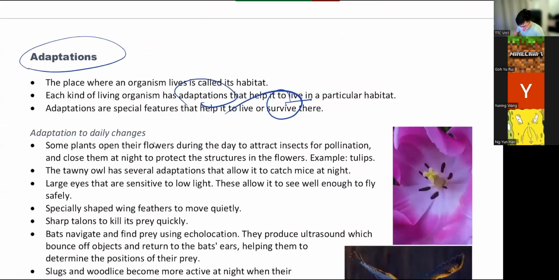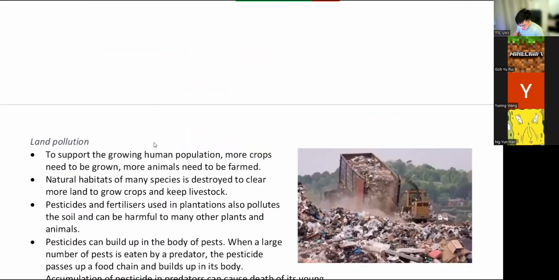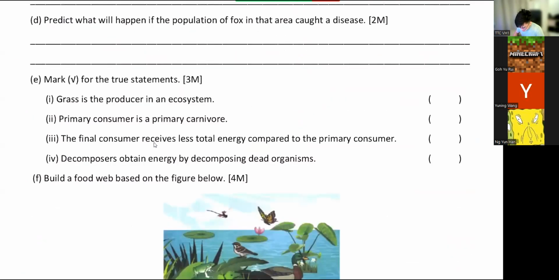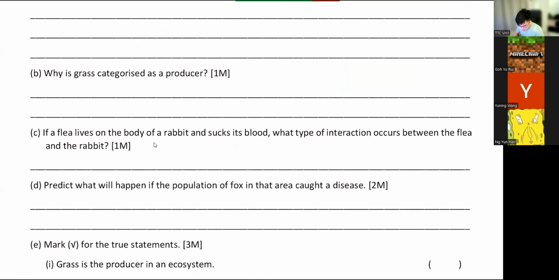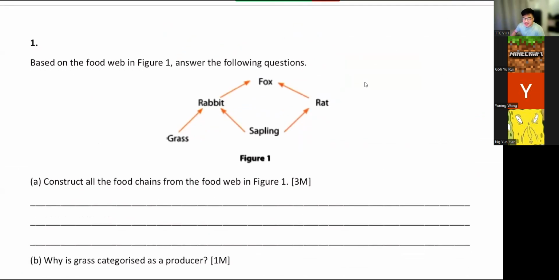Of course, we'll talk about adaptation later. Let's go to the exercise first. Oh, I forgot to put the pages here again. Let's go to the exercise page, the first page of exercise. Let's do some exercise first before we move on. So this is a food web.